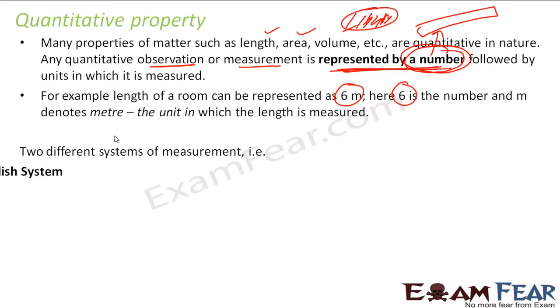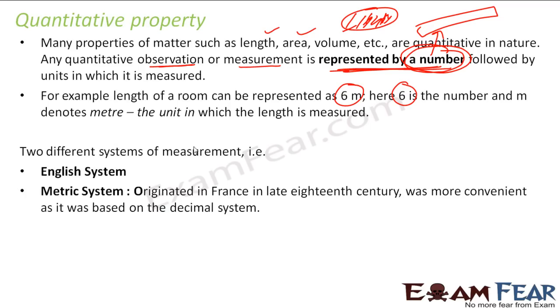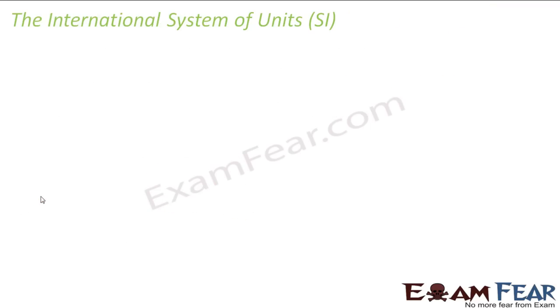And there are two different types of system for this quantitative property measurement. One was the English system and the other is the French metric system, which originated in France. And this is something which is widely used, right? Because it is more convenient and it is based on the decimal system. So we'll learn a little bit more about the metric system for quantitative property.